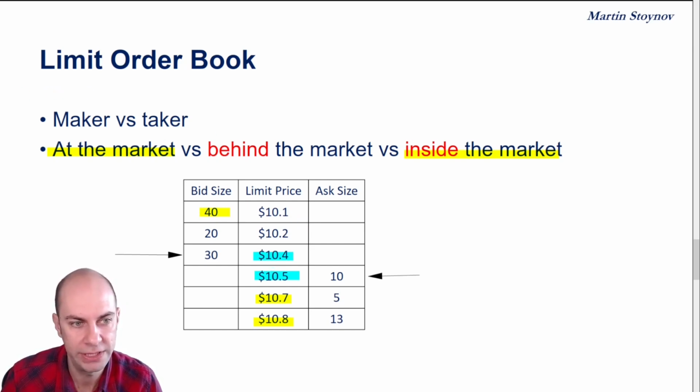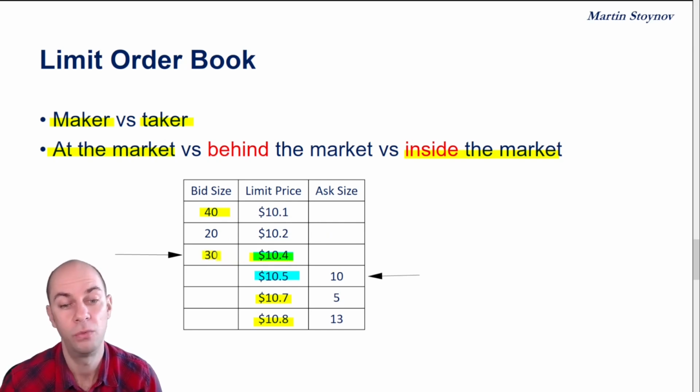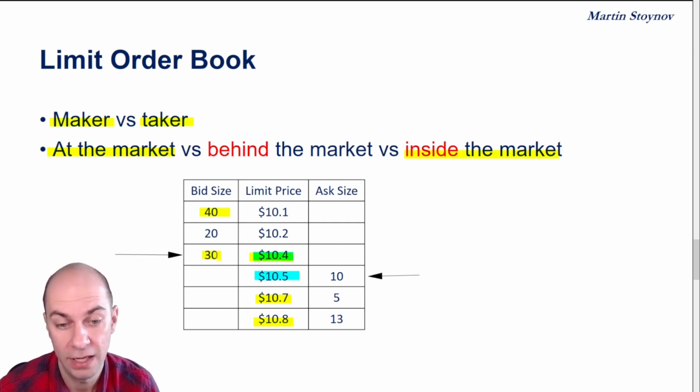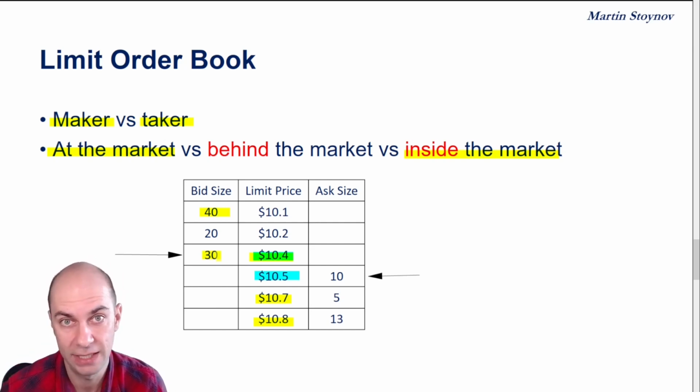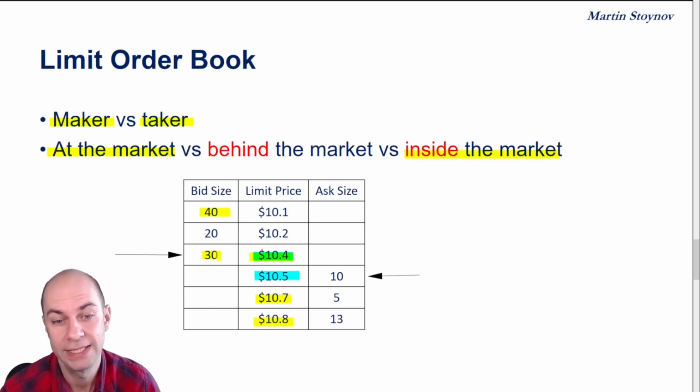Okay, we also need to distinguish between being a maker and being a taker. So let's say I want to sell some shares, right? Remember that these bid orders are people willing to buy. So if I want to sell, I need to trade with these guys. If I want to sell, let's say 10 units, I'm going to be able to sell them at 10.4, because there are 30 units which are willing to buy at 10.4. So remember, when you're trading with the book, you're always selling at the bid and buying at the ask, right?